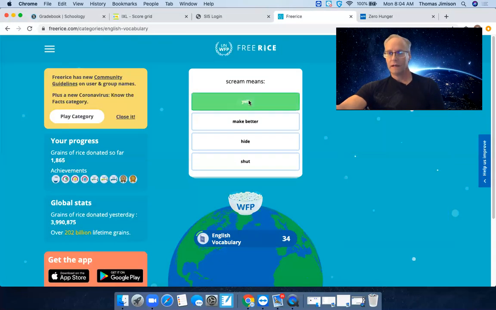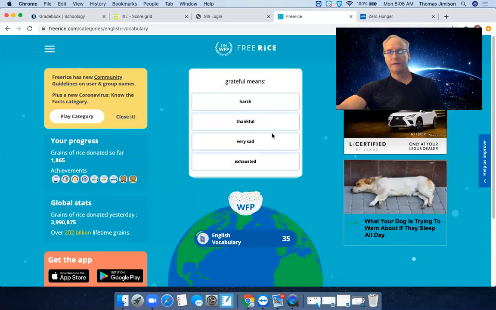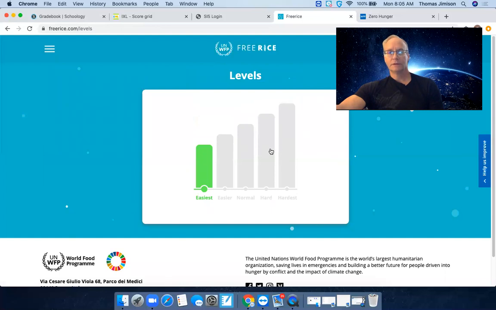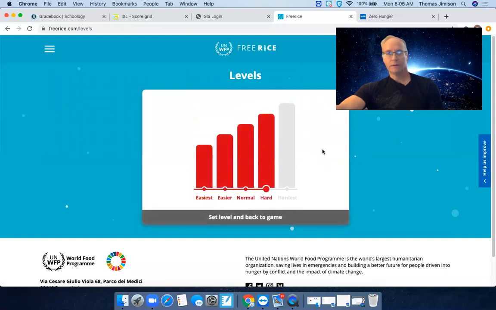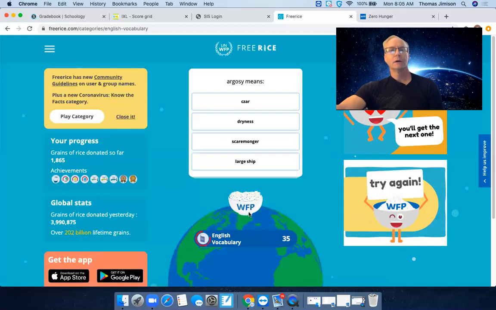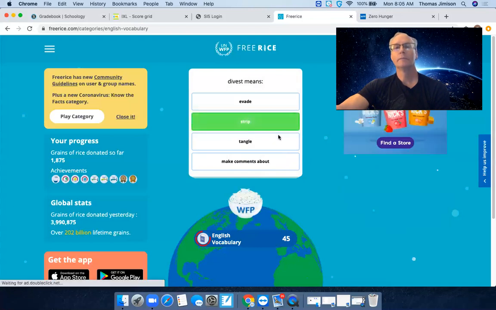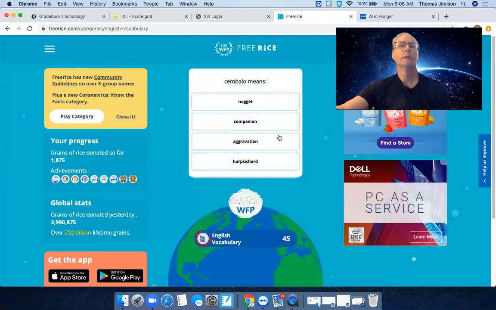Obviously, scream means to yell. Now, one of the things you're going to find is that it will slowly go up in the level. But if you want to jump levels, you can always go to the menu and change the difficulty level. Let's go to the hard level. And you'll see that the words should be much more difficult. Let's set the level and go back. So argosy means a large ship. Divest means to strip away. Usually it should have said strip away from.